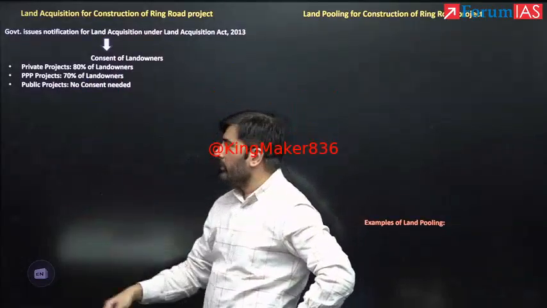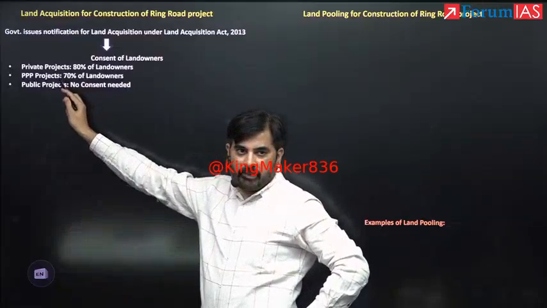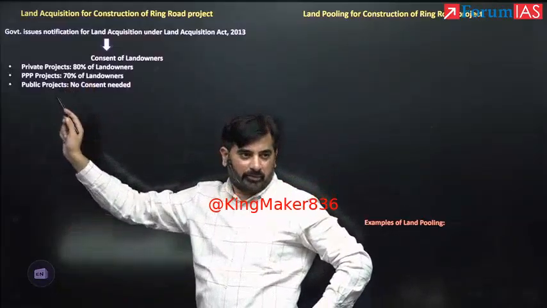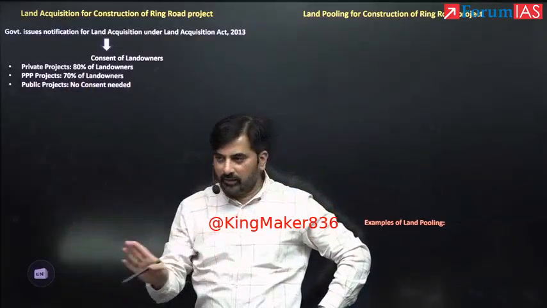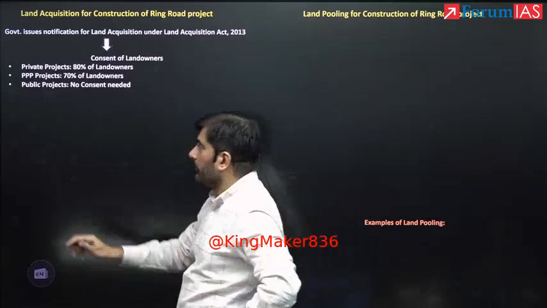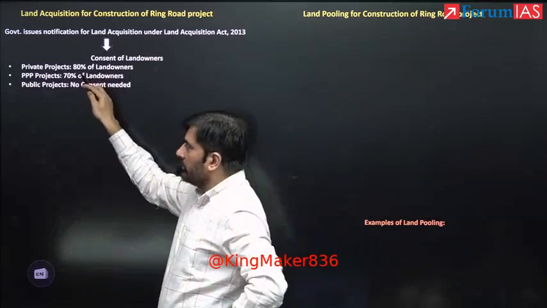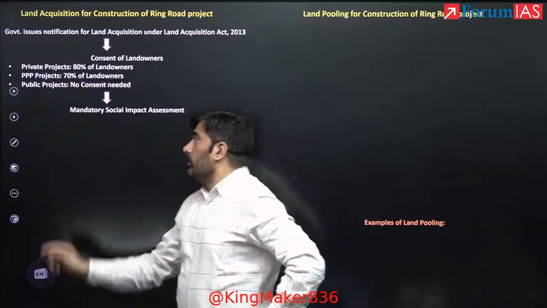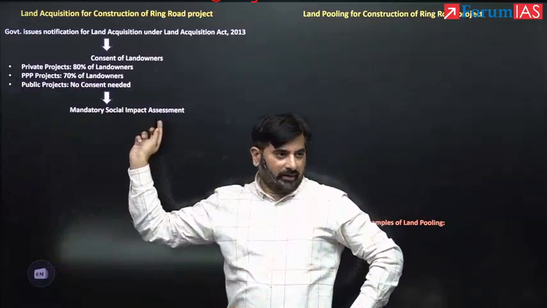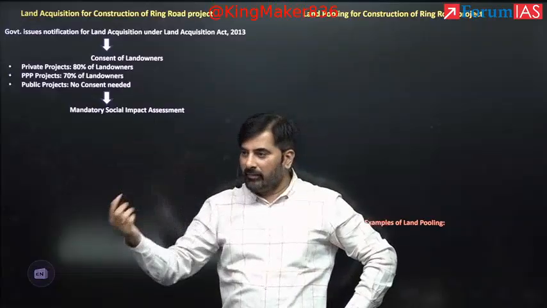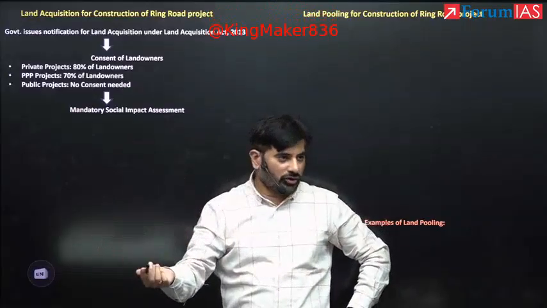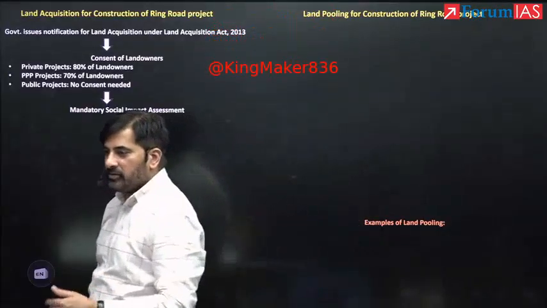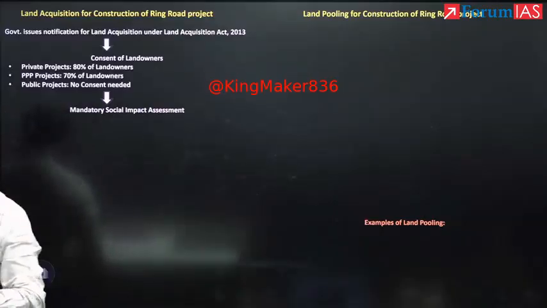should agree. If it is PPP, public-private partnership, 70%. If it's a public project, meaning the government is constructing, then there's no need for consent. Only if a certain percentage of owners agree, the project will go through. Mandatory social impact assessment. We are not talking about environmental impact assessment. We are talking about social impact assessment, whether socially this particular project is viable or not.